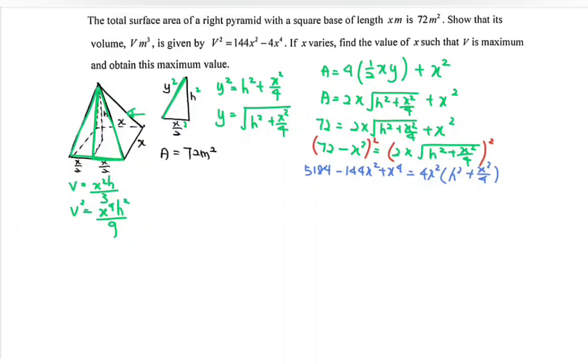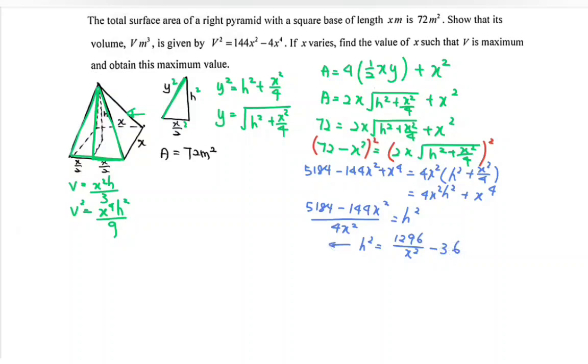Based on the situation given, we have 4x squared h squared plus x to the power of 4. Rewriting, we have 5184 minus 144 x squared over 4x squared, which is h squared. If we simplify, h squared is 5184 divided by 4x squared, so we will have 1296 over x squared, minus 144 divided by 4, so we have 36. That is the h squared.